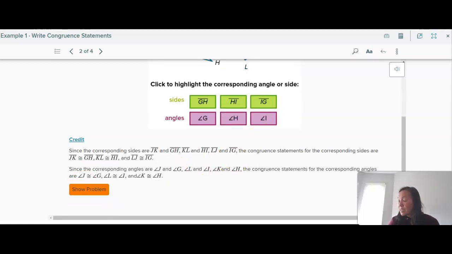This is not just for triangles, it is for any congruent shape. On page 495, there's a check problem with a trapezoid. See if you can fill out which one is corresponding to which on that check problem.